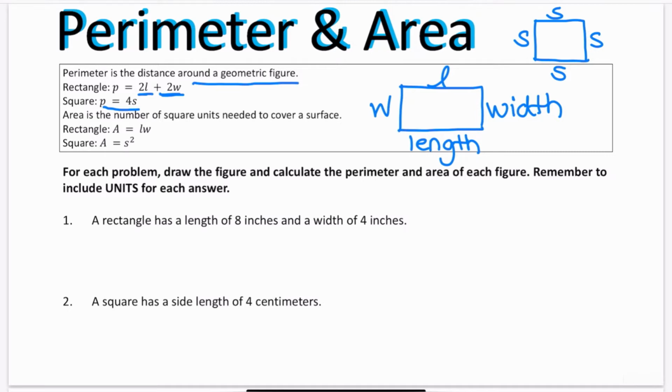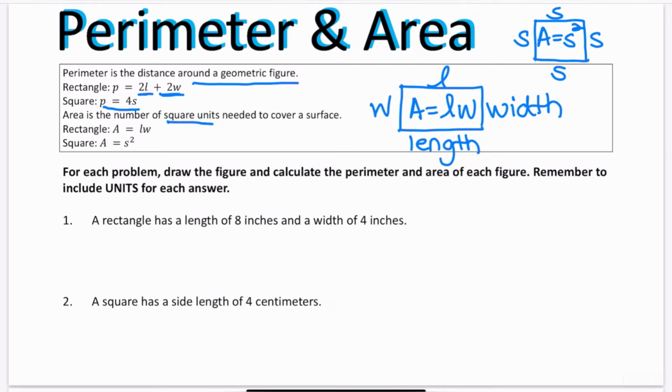Area is the number of square units needed to cover a surface. If you're going to paint a wall, you have to find the area of the wall. If you're going to tile a floor, you have to find the area of the floor because you're going to be actually covering it. So to find the area of a rectangle, you're going to multiply the length times the width. And to find the area of a square, it's a side times a side, which means basically the side squared. And that's how you get these formulas for the area.